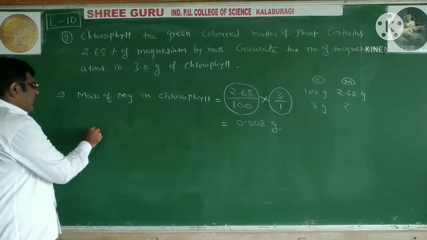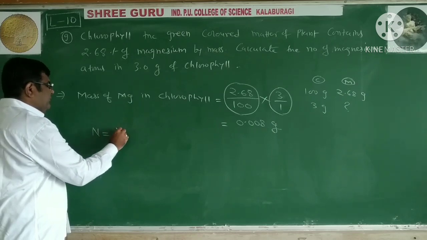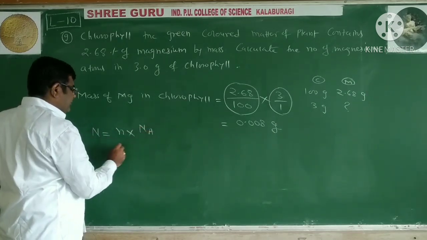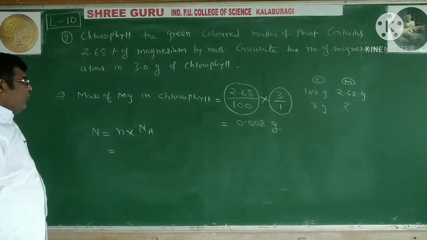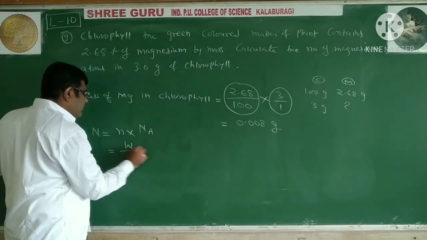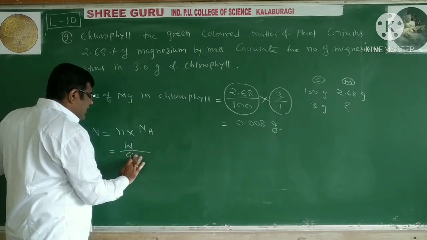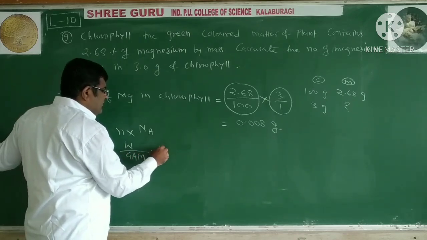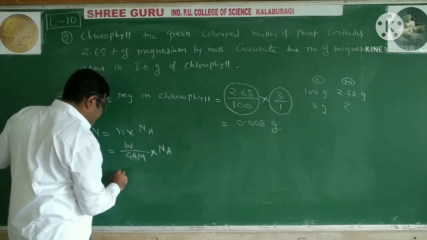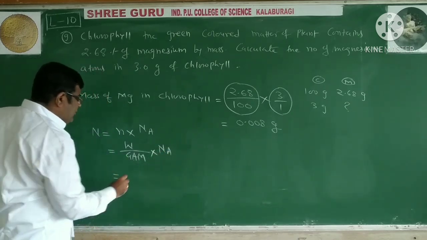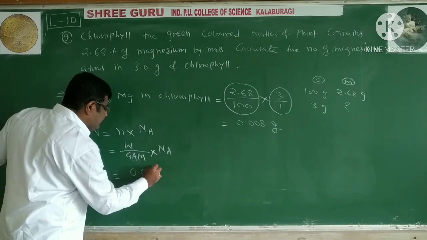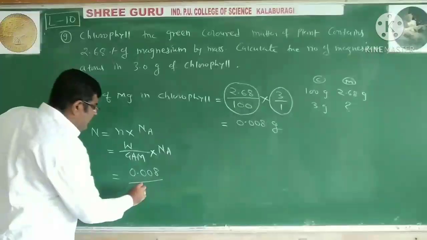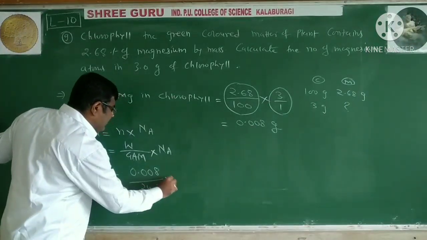Now they ask the number of atoms of magnesium in it. Number of moles is equal to mass by gram atomic mass, because magnesium atoms are present. The mass is 0.008. Gram atomic mass of magnesium is 24.3.